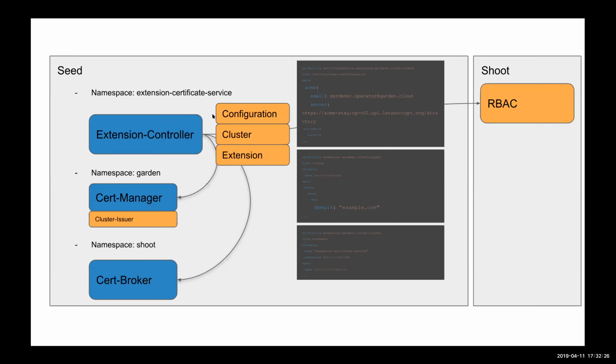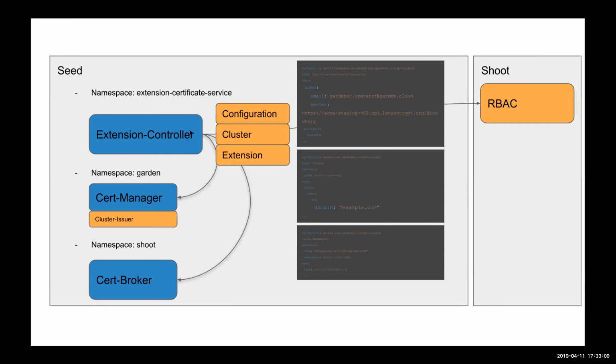It needs a cluster resource, which is nothing more than a resource which contains, for example, the shoot cluster and the seed cluster and the cloud profile. This is something that will be placed inside the seed from Gardener. And it also reconciles the extension resource. So whenever you have a resource of kind extension with the type certificate service, then this is reconciled by the extension controller, which then triggers the installation of the certificate service in the seed.